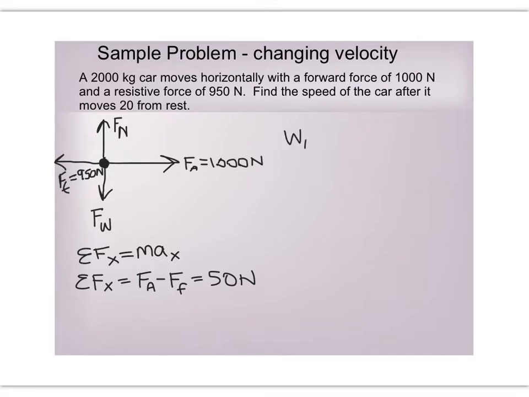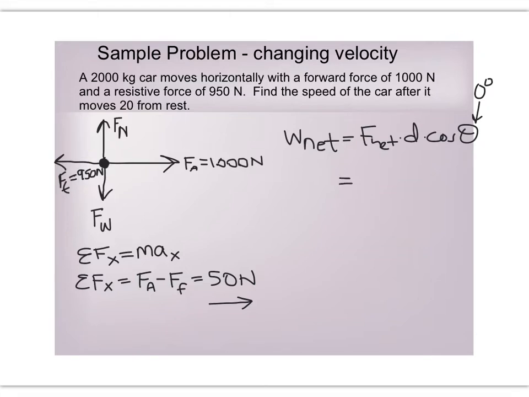So the net work done on this car is going to be the net force times the distance times cosine theta. Well, earlier I showed that the net force was 50 newtons, and I didn't write this down, but it's 50 newtons to the right. And the object is assumed to have moved to the right, so therefore the angle is going to be 0 degrees between the net force to the right and the displacement to the right.